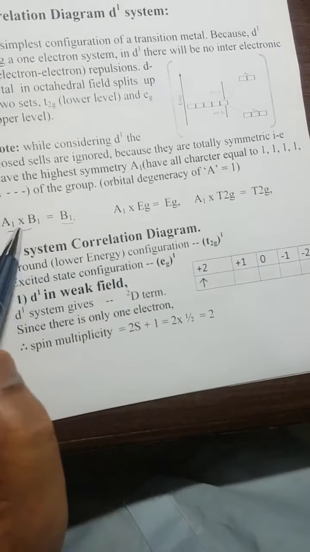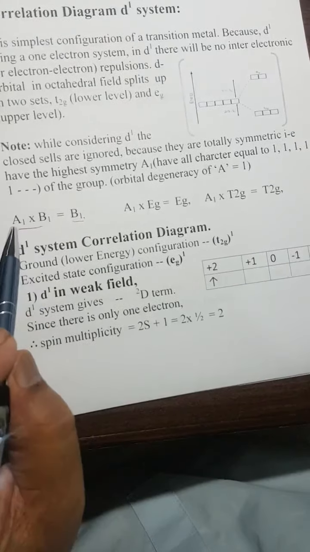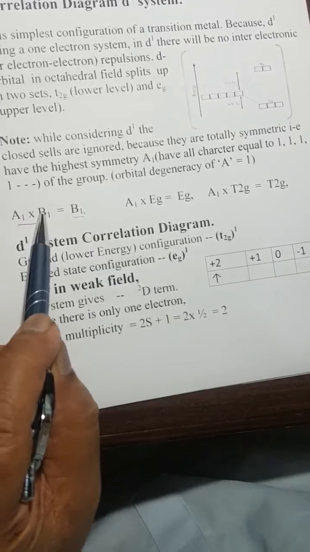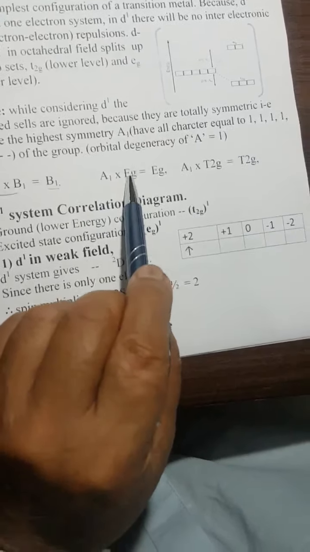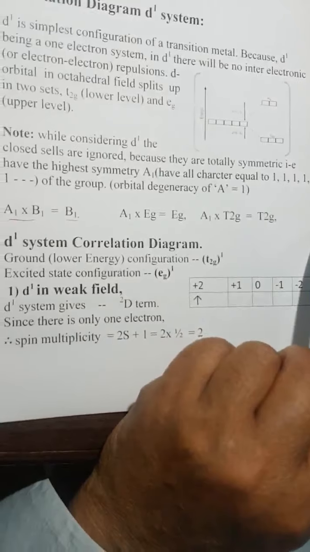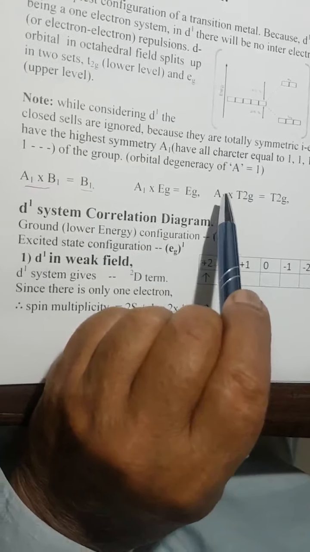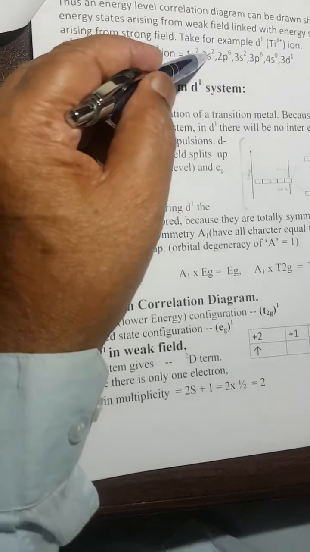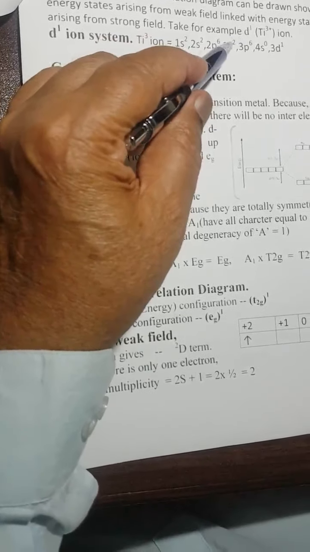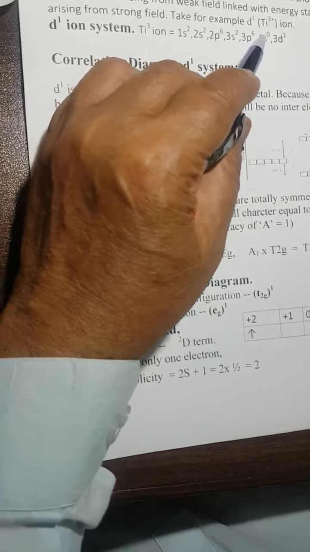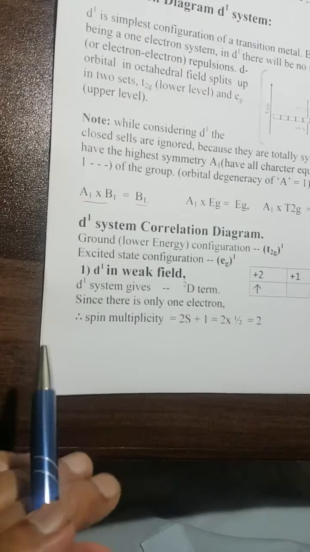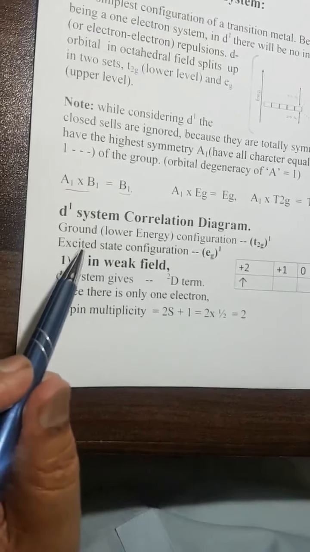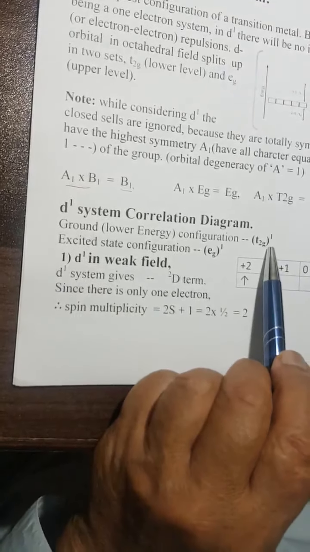You just remember. So A1 multiplied by B1 should be considered as 1 multiplied by B1, and that will be equal to B1. A1 multiplied by EG, again 1 multiplied by EG, and so on and so forth. So wherever you see A, it means totally symmetric. So S2, P6 totally symmetric, and so on. So this is what I mean by that. D1 system correlation. So the ground state, lower energy configuration is T2G1.